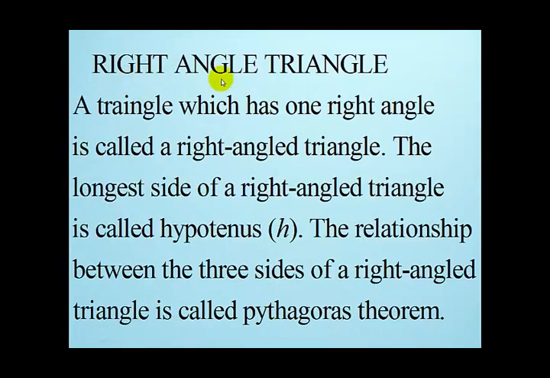Now, right angle triangle. A triangle which has one right angle is called a right angle triangle. That is, it has one of the angles equal to 90 degrees. The longer side of a right angle triangle is called the hypotenuse. The relationship between the 3 sides of a right angle triangle is called the Pythagoras theorem.